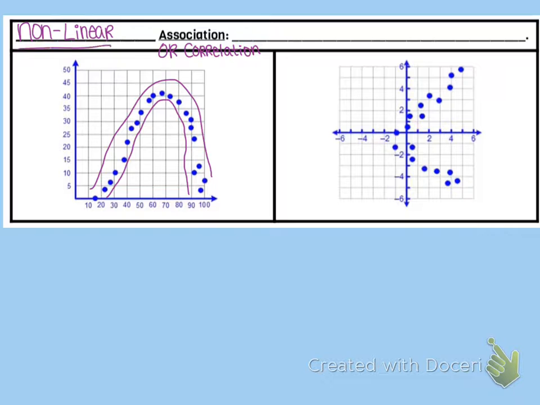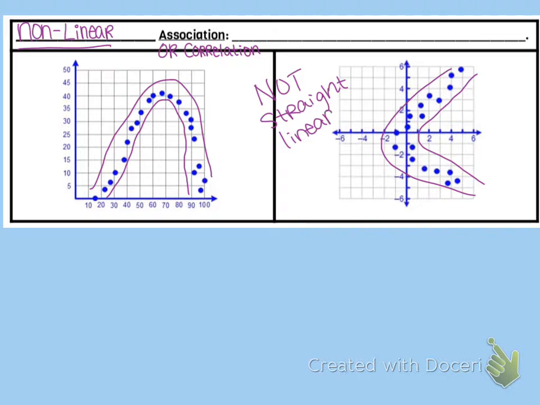Again, it's non-linear because you can see the data follows a trend, but the trend does not make a straight line. Even on this second scatter plot, I can draw a line that kind of follows the trend of the data, but you can see this is not a straight line. I'm going to go ahead and write that here in the middle. Not straight line. So since it's not a straight line, they would call this non-linear because it's not straight. So I'm going to go ahead and write that definition for non-linear.